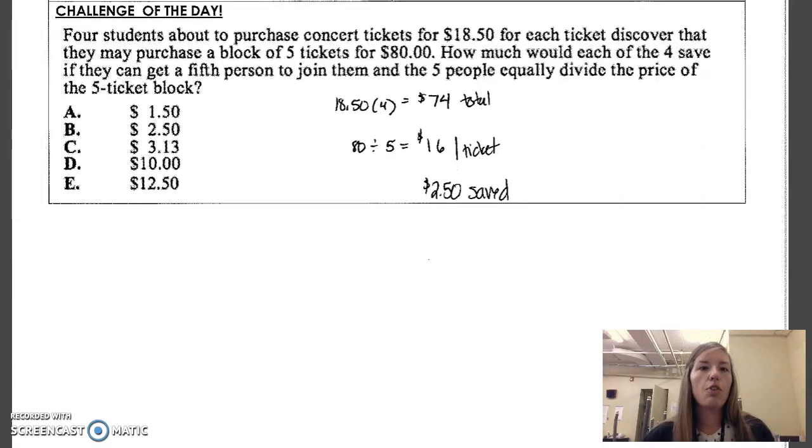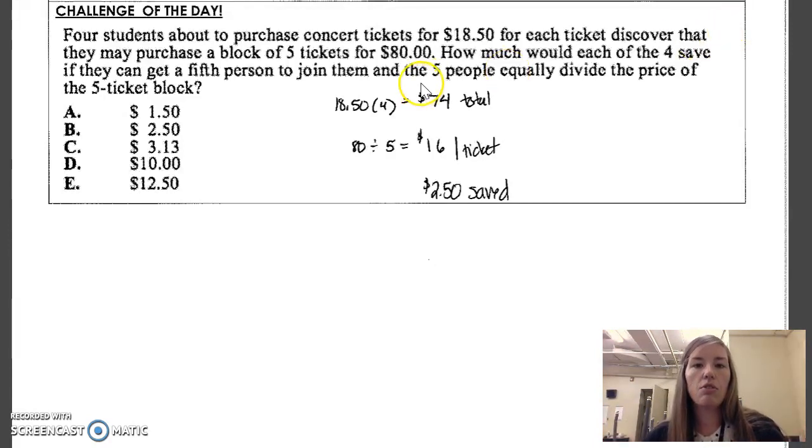Challenge of the day. 4 students are about to purchase concert tickets for $18.50 each. If they purchase a block of 5 tickets, they'd only pay $80. How much would each of the 4 save if they get a fifth person to join and the 5 people equally divide the price of the 5-ticket block? So first you have to decide, do you want to go with totals or do you want to go with individual ticket prices? You can go either direction, so I tried to show you both of those.